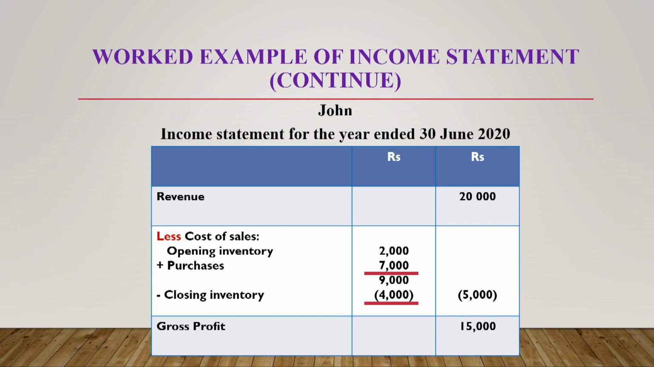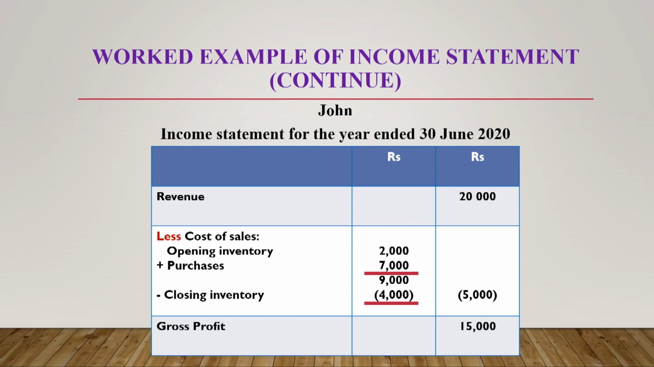Then, at the top of the table, you should write the income statement for the year ended followed by the date, and here the income statement is prepared for the year ended 30th June 2020. As seen on the screen, the income statement consists of 3 columns, and the 2 last columns are smaller as they contain the amounts paid and received. Now, filling in the income statement, first we have to record revenue of 20,000 rupees. Revenue is written in the first column and the amount is entered in the second column.